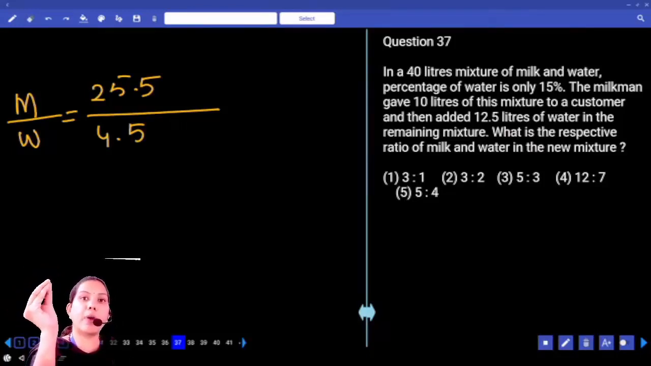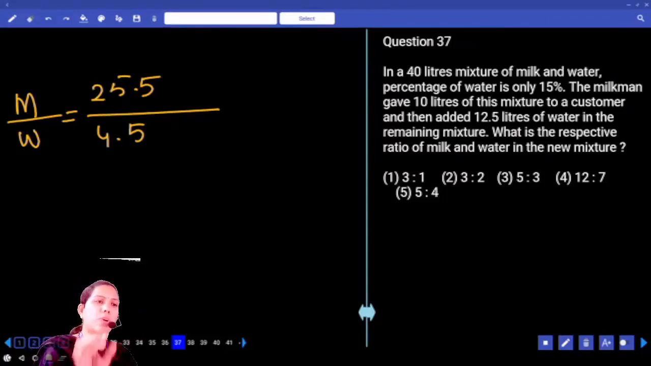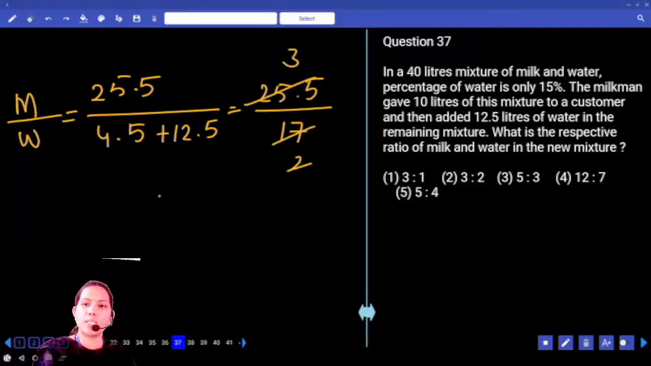We have 25.5 liters of pure milk and 4.5 liters of water. Together, 30 liters. And we add how many liters of water? Water or milk? Water. So, 25.5 water or 4.5? Water, plus 12.5. 25.5 milk, and 12.5 plus 4.5 is 17. 8.5 table cancellation, 2 times and 3 times. So what is the ratio? 3 is to 2 is the ratio, second option.